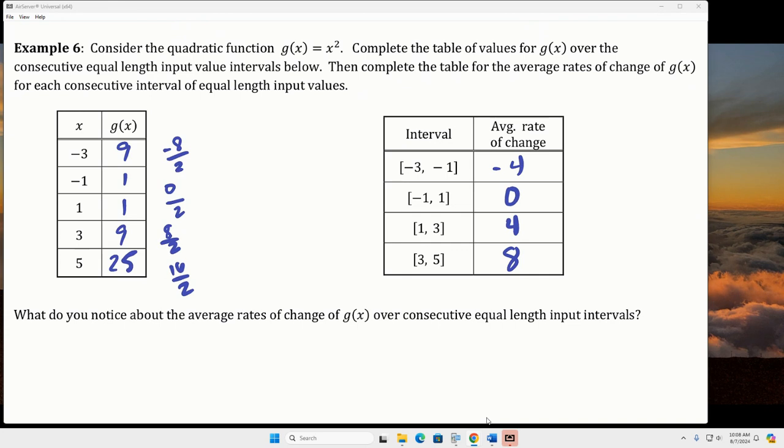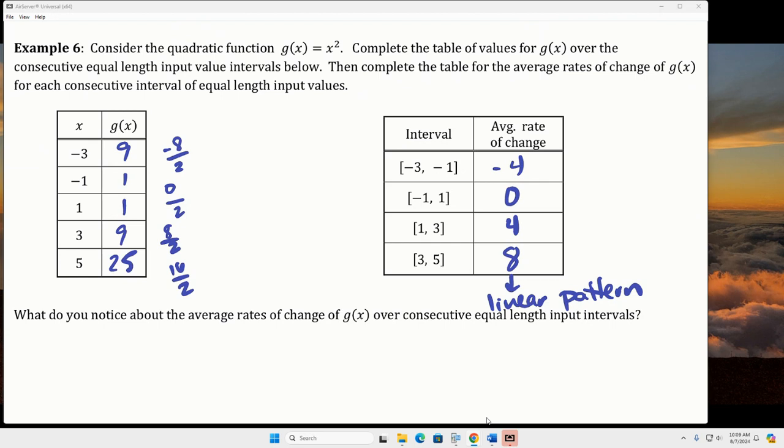All right, so obviously these are not the same. The average rates of change are not going to be constant on a quadratic function, but do you see any kind of relationship in these numbers? What is the pattern? What's happening? It's increasing by 4 each time. Yeah, so this is a linear pattern. So we could actually write an equation for the average rate of change, and that equation would be a line.